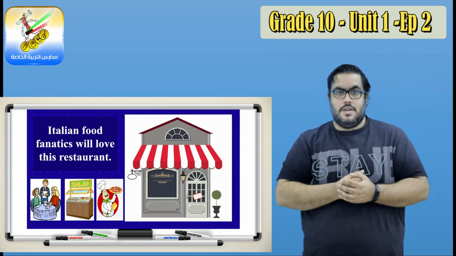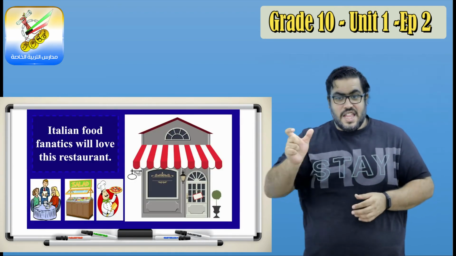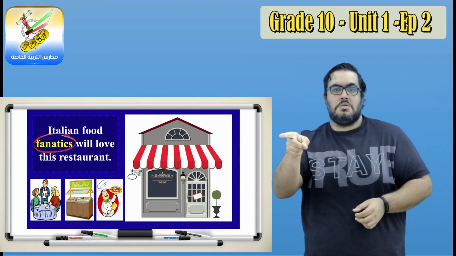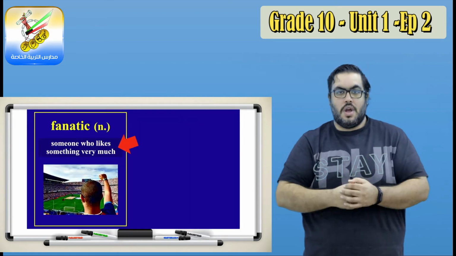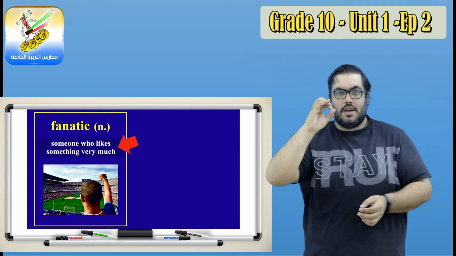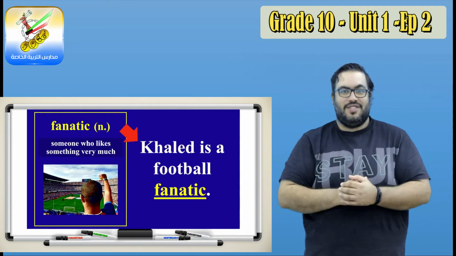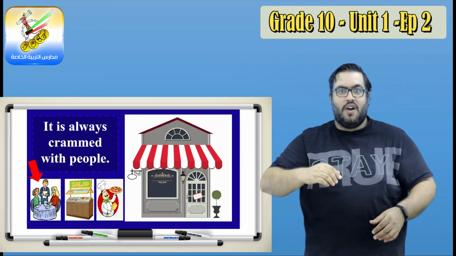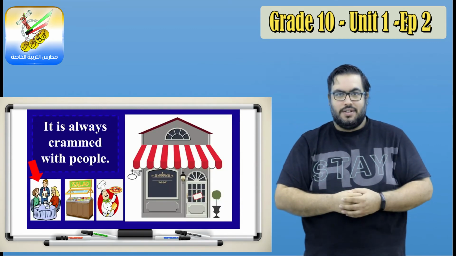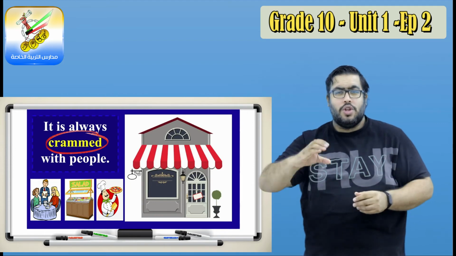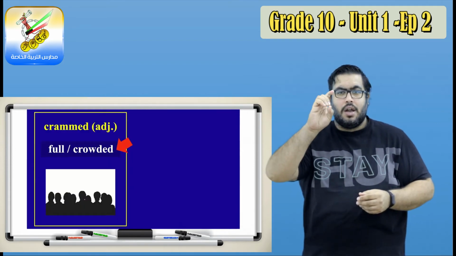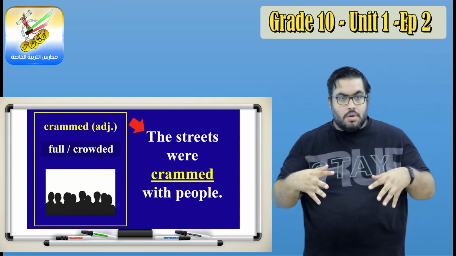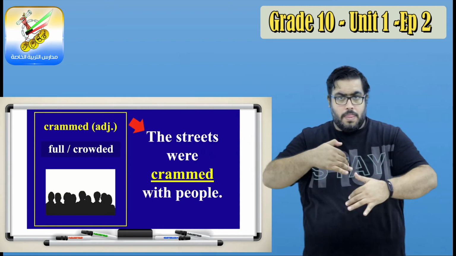Italian food fanatics will love this restaurant. I think you can understand the meaning of fanatics from the context. Fanatic is a noun, and it means someone who likes something very much. For example, Khalid is a football fanatic. This eatery is always crammed with people. What does the word crammed mean? It's an adjective and it means full or crowded. For example, the streets were crammed with people.